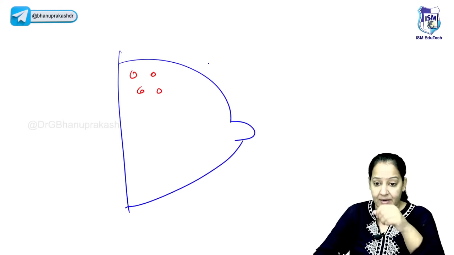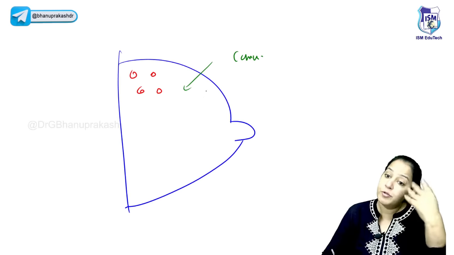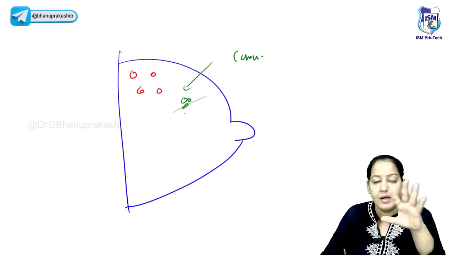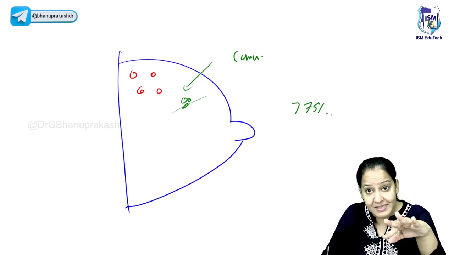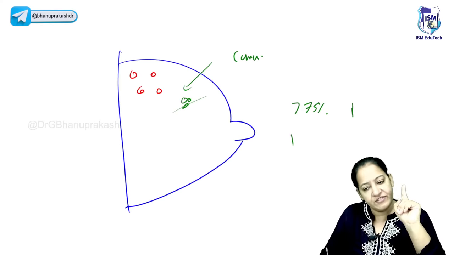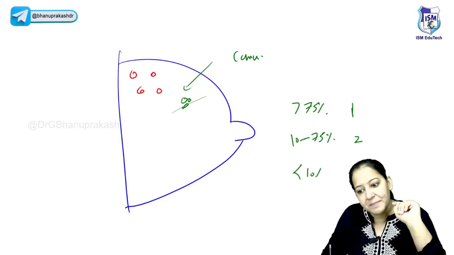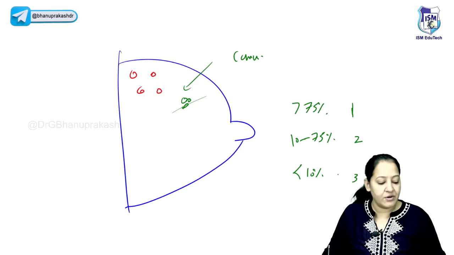Now when cancer occurs inside this breast, the tubules get destroyed. Most of the cancer becomes solid in pattern. If more than 75% of tubules are still present, it's score 1. If 10 to 75% are present, it's score 2. If less than 10% are left and the rest are destroyed, it's score 3. So this is regarding the tubules.